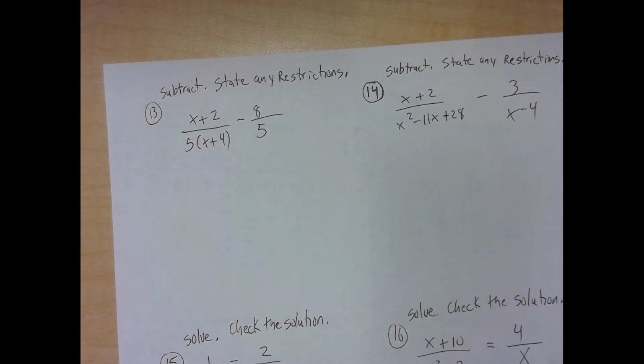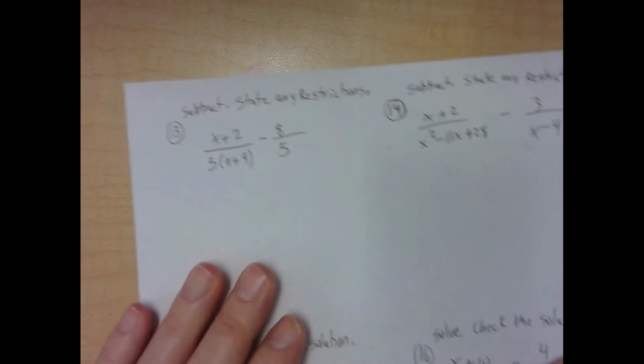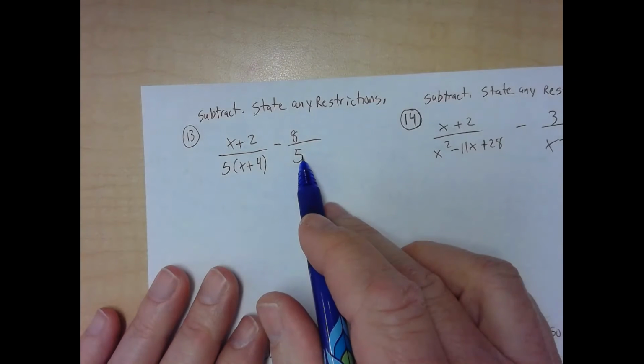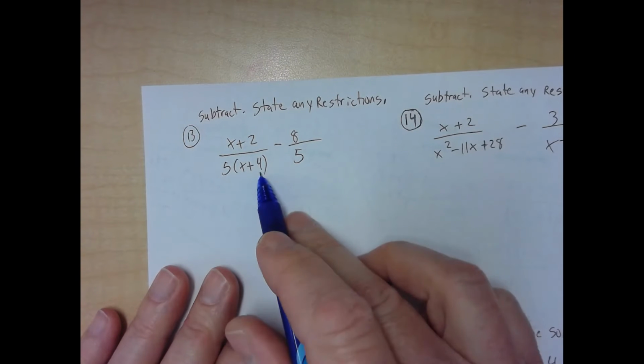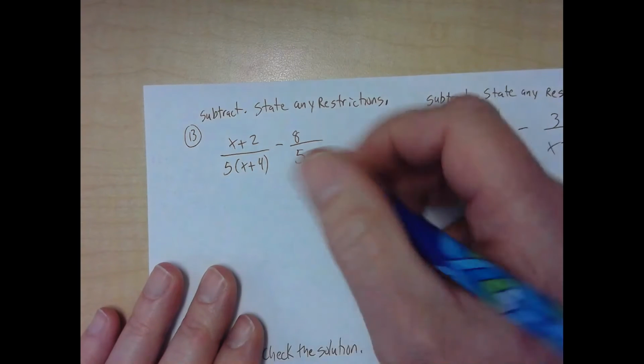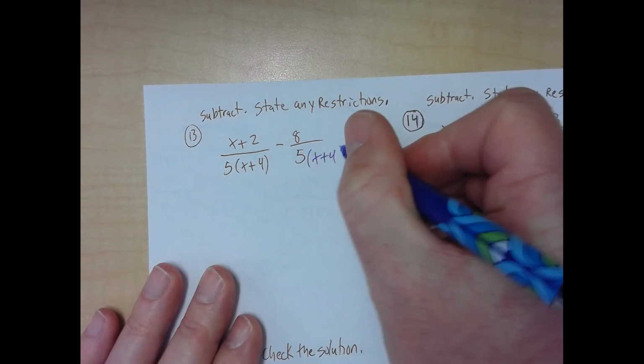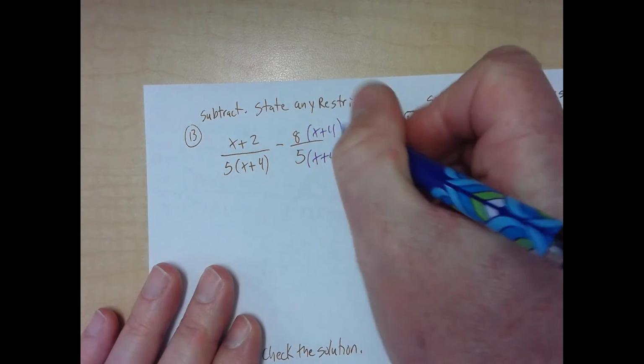Subtracting is the same thing, except I subtract at the end. And did I get all my restrictions? Yes, I'm good with restrictions. Okay, number 13. These are kind of the same, except we're missing that part there, correct? So we need an x plus 4 on the bottom and an x plus 4 on the top.